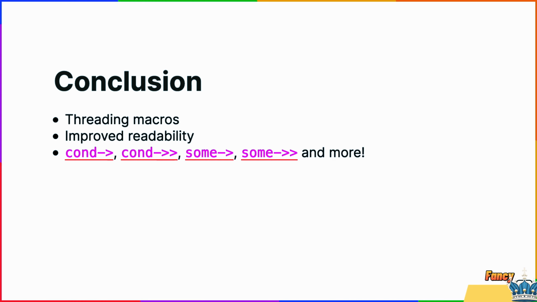These 3 macros should suffice for this course, but if you find yourself wanting more, we also have the cond-arrow, cond-double-arrow, some-arrow, and some-double-arrow macros. You can read more about them in the official docs.